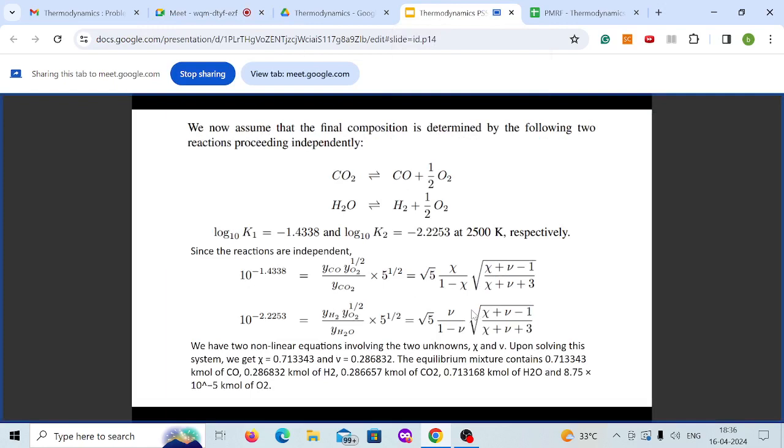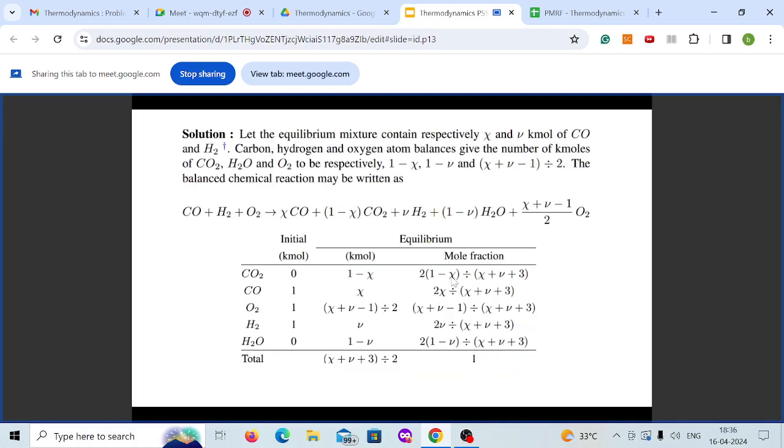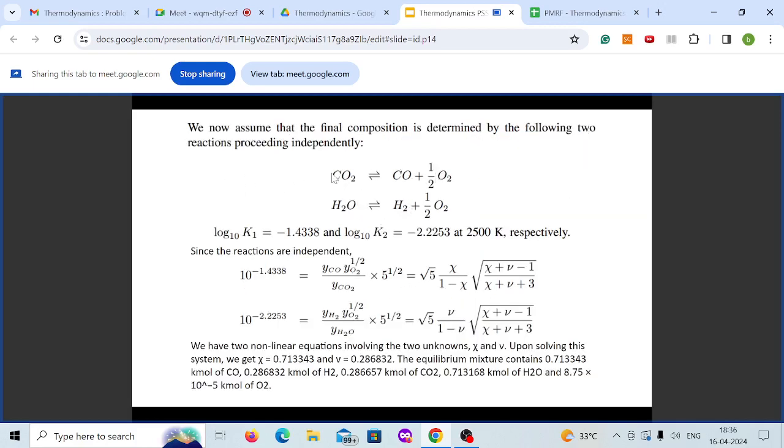Since we had two unknowns x and v, we need two expressions to find the values. So we write two equations. CO2 dissociating to form CO plus half O2 is one expression, and water in equilibrium with hydrogen and oxygen is another expression. For these two expressions, we will find the corresponding equilibrium coefficient K values at 2500 Kelvin, which is given in the problem.